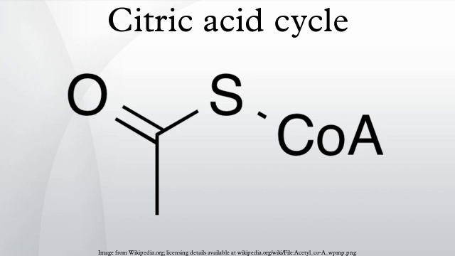Products of the first turn of the cycle are 1 GTP, 3 NADH, 1 QH2, 2 CO2. Because 2 acetyl-CoA molecules are produced from each glucose molecule, 2 cycles are required per glucose molecule. Therefore, at the end of 2 cycles, the products are 2 GTP, 6 NADH, 2 QH2, and 4 CO2.